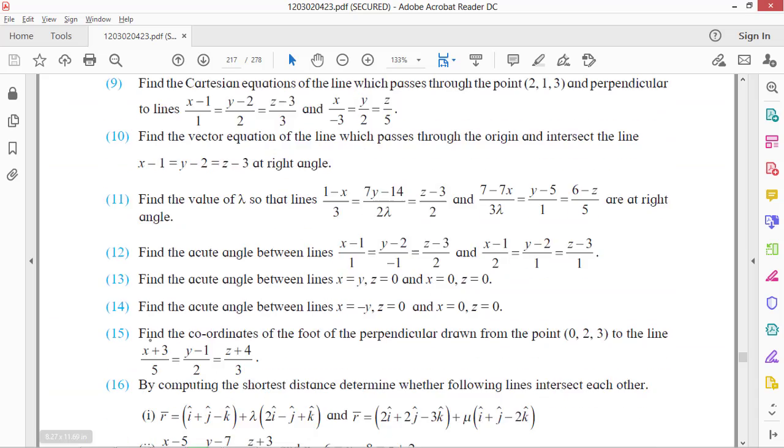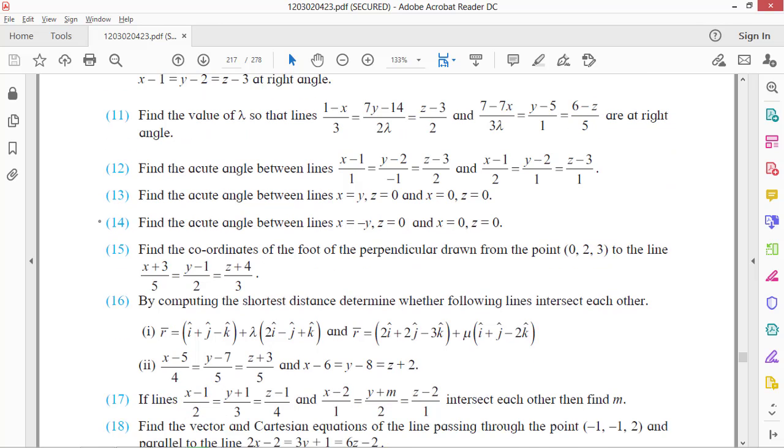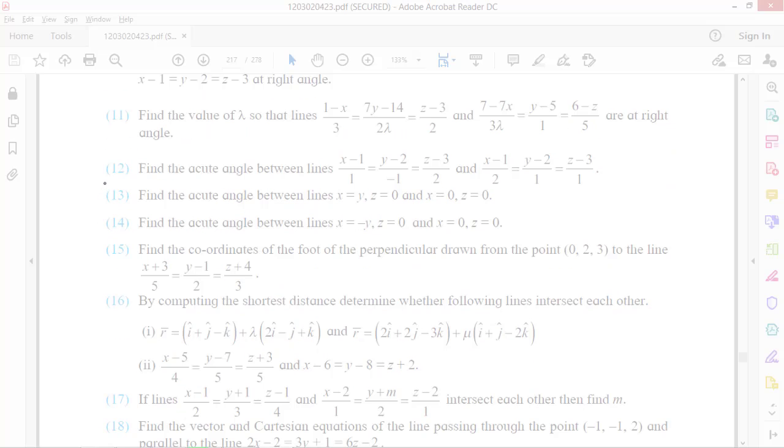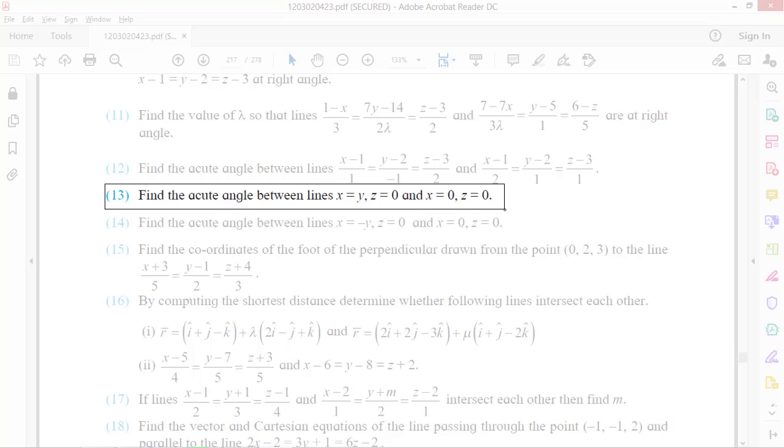Now let's see question number 13. Okay, so question number 13 says, okay, this is a bit of a different question.